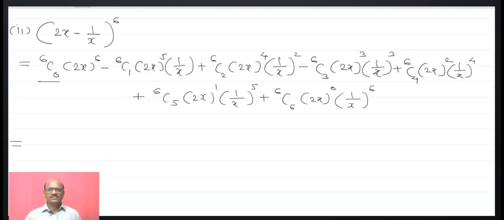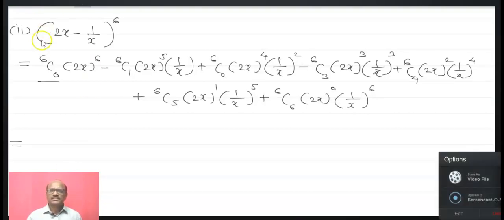Now see this here. The expansion is 6C0 2x raised to 6 minus 6C1 2x raised to 5 1 upon x raised to 1, plus 6C2 2x raised to 4 into 1 upon x bracket square, minus 6C3 2x raised to 3 into 1 upon x raised to 3, plus 6C4 2x raised to 2 and into 1 upon x raised to 4, minus 6C5 2x raised to 1 1 upon x raised to 5, plus 6C6 2x raised to 0 into 1 upon x raised to 6.